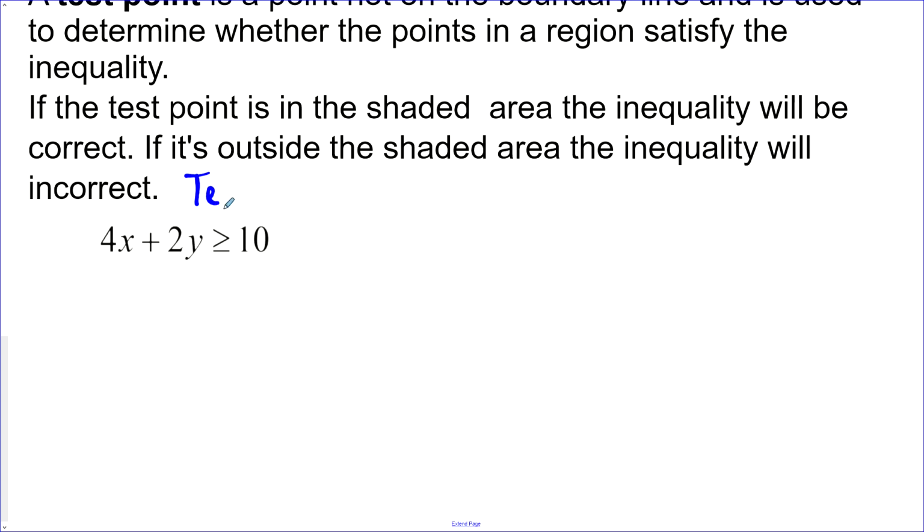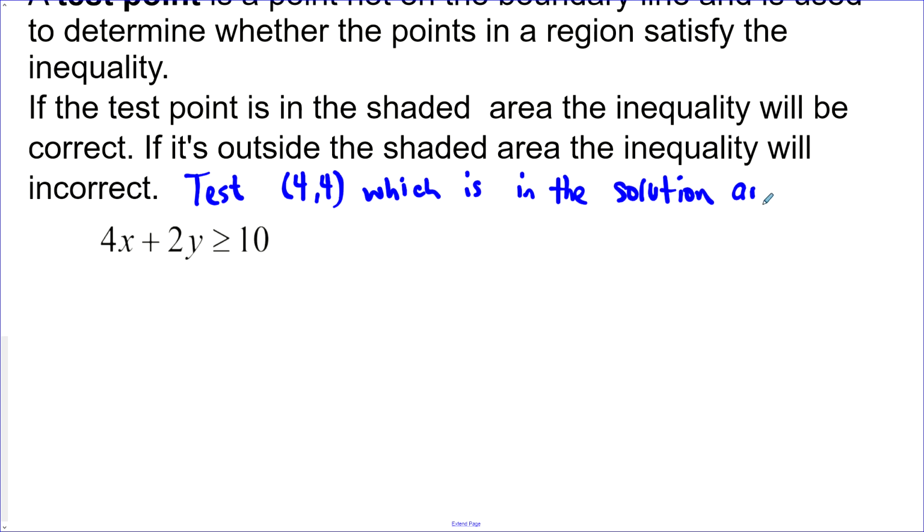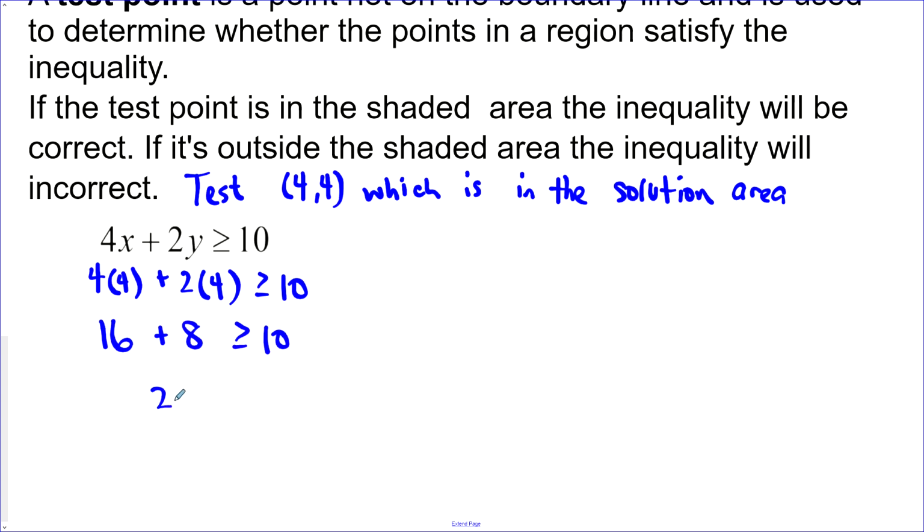So we're going to test (4, 4), which is in the solution area. So we'll put 4 in here for x and 4 in here for y. So that's 16 plus 8, which is 24. And we can see that 24 is definitely greater than 10, and so this inequality is true. So this test point is in fact in our solution area, and it's a valid solution to this inequality.